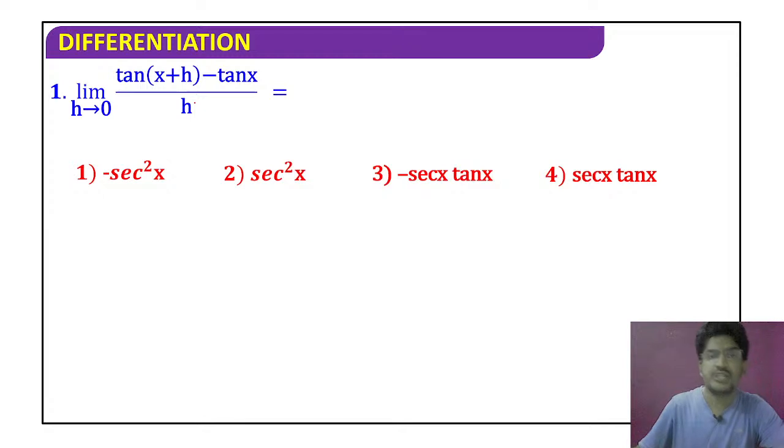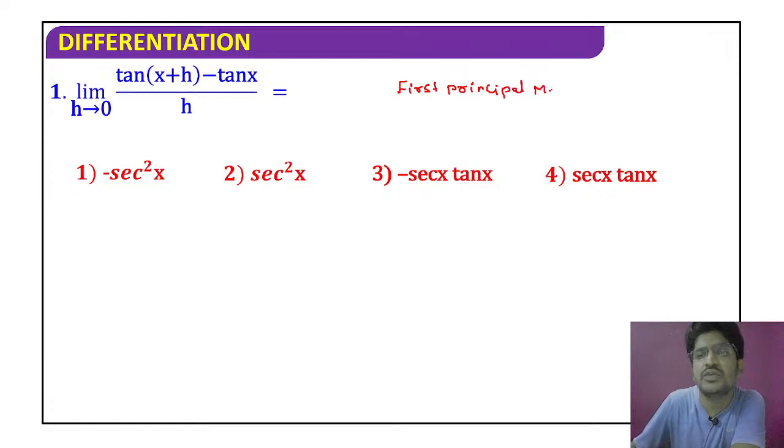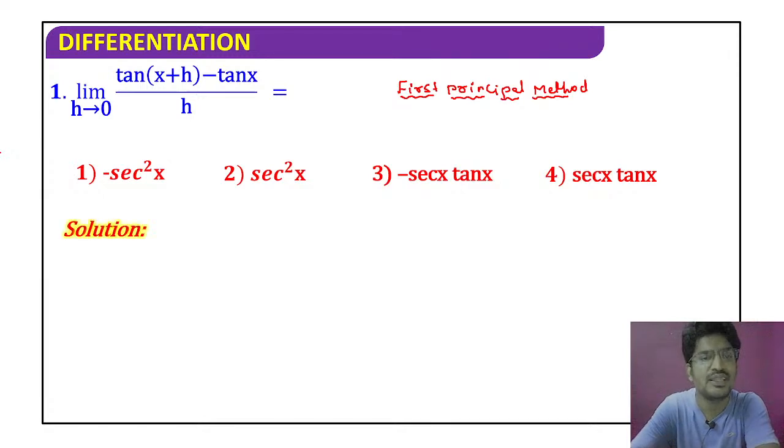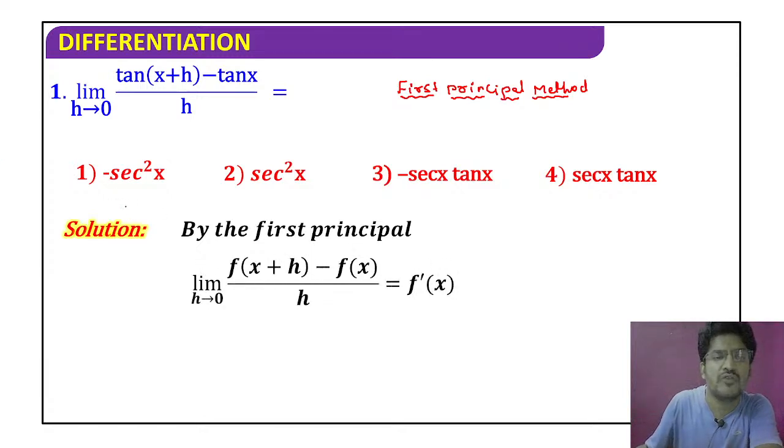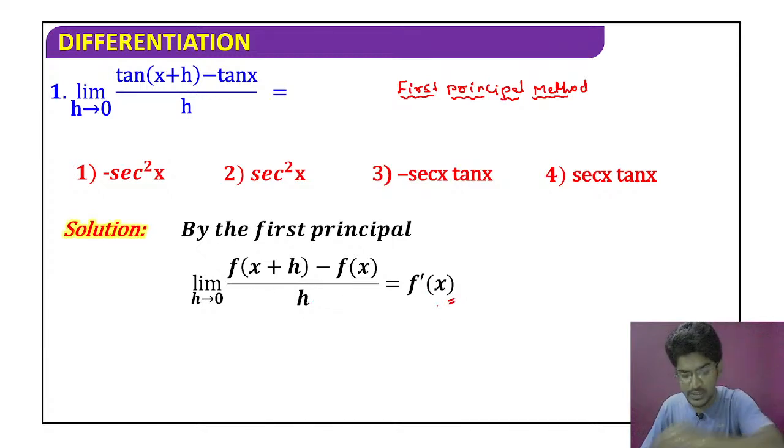Okay. So my dear students, here you must know one thing, that is first principle method. You must know first principle method that you have learned from your 11th class, because the thing they have given here is in the form of first principle method. So that formula all of you must know. The first principle method formula is limit h tending to 0, f of x plus h minus f of x divided by h is equal to f dash of x. Okay. So this is your first principle method.